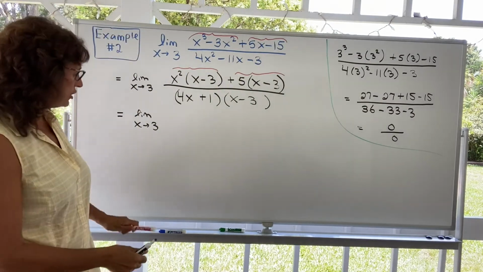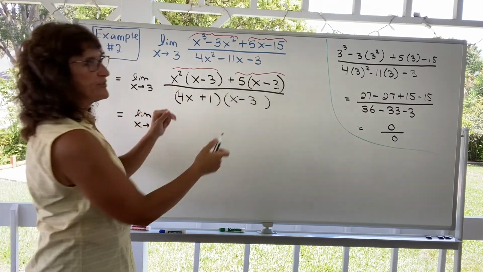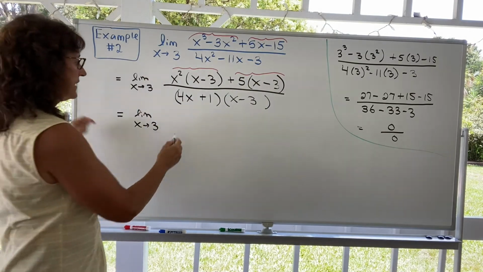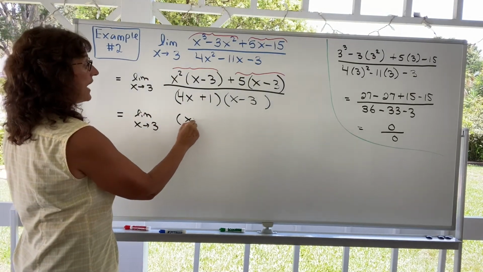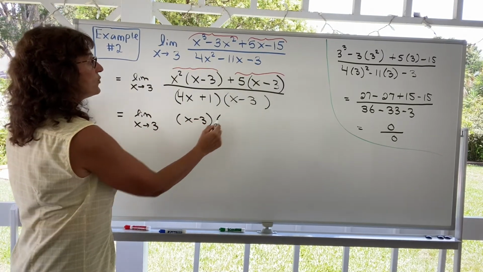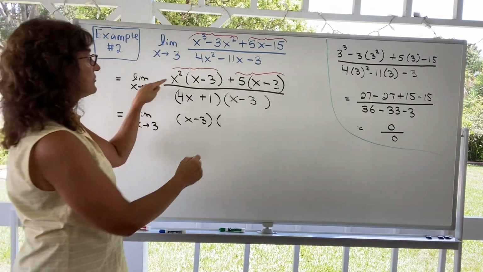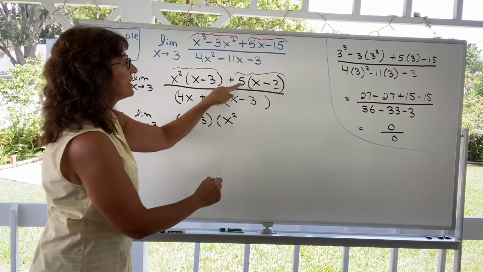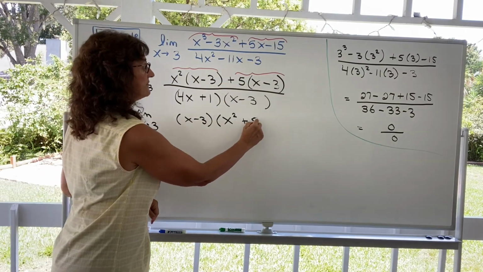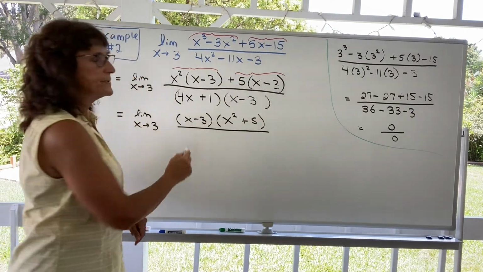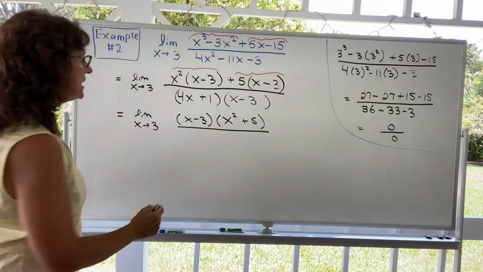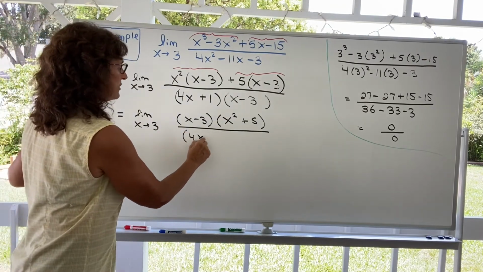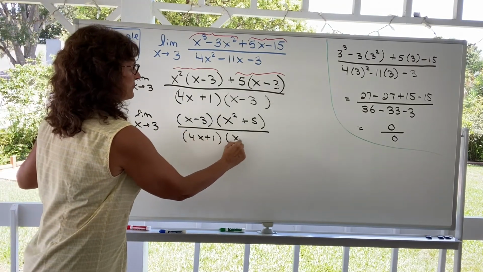So look at these two groups. What do these two groups have in common? They have the x minus 3 in common. So you're going to factor out the x minus 3. When you take the x minus 3 out of this term, there's your x squared, okay? And when you take the x minus 3 out of this term, there's your positive 5. Okay, so here's your numerator completely factored by grouping. Your denominator, you've got 4x plus 1, and we've got x minus 3.